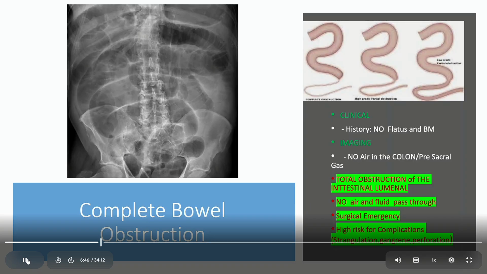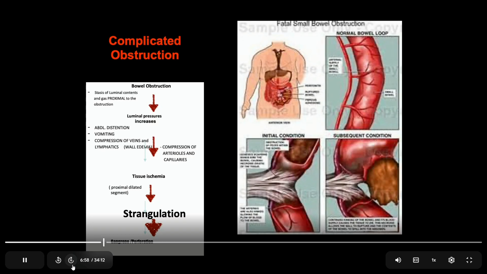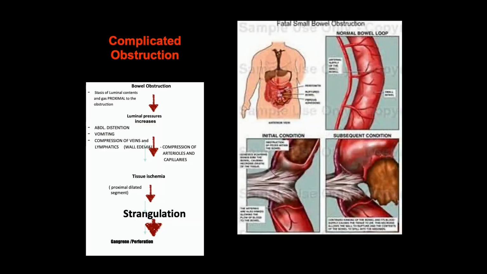This condition is a surgical emergency because of the high risk of bowel strangulation, ischemia, perforation, and peritonitis. Complicated obstruction is intestinal obstruction associated with complications such as ischemia, strangulation, gangrene, and perforation.